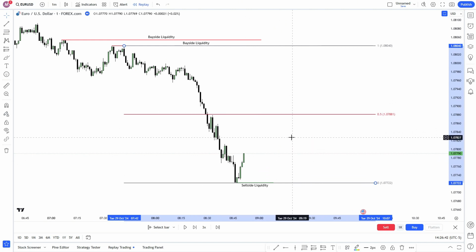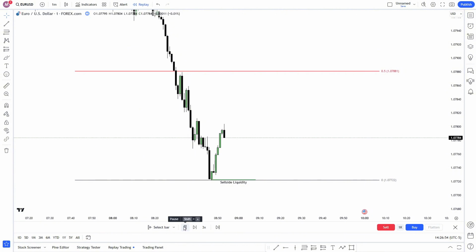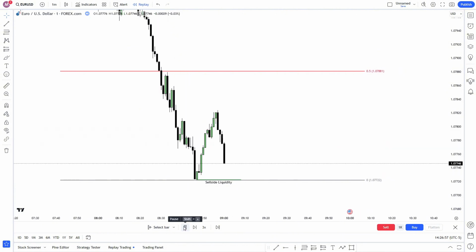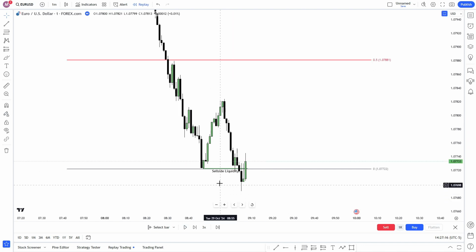Anything below 50% is a discount, meaning a cheap price. Anything above is a premium. We want to be buying in a discount. So that's the general range we have right here. So let's let price play out. Now this is how you would be looking to trade liquidity patterns. Okay, so now we've traded below this swing low right here.